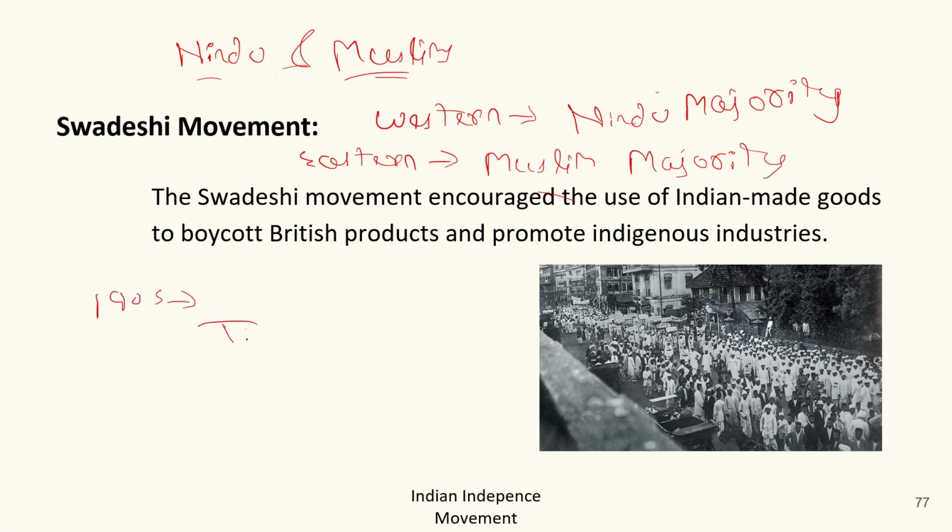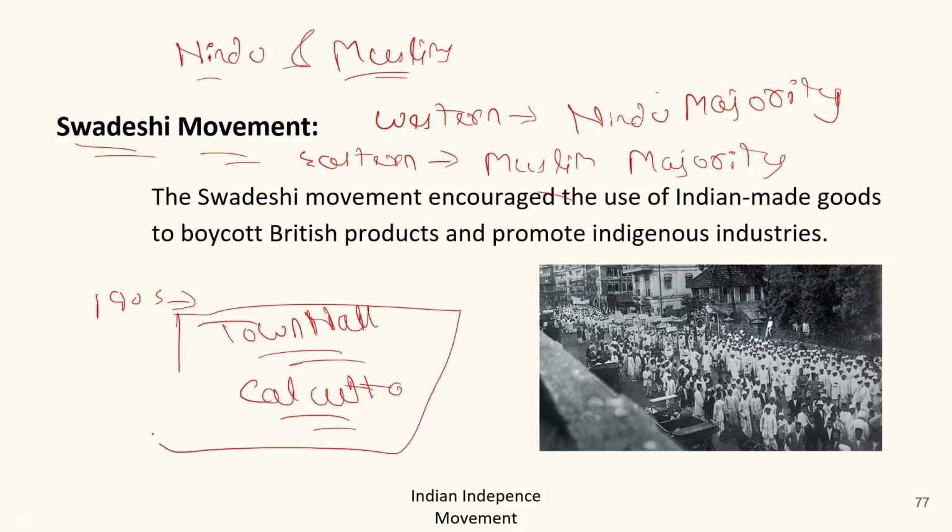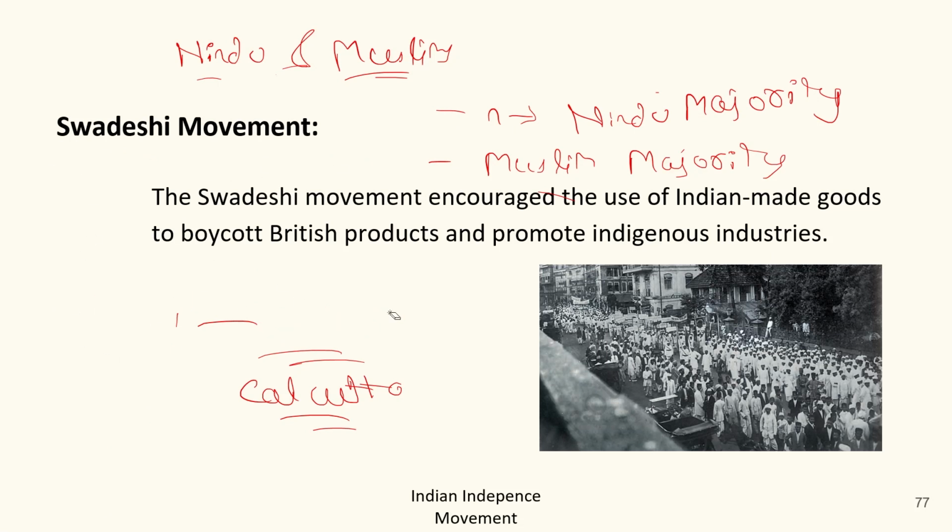And in the year 1905, at Town Hall, Calcutta, there was a session of Congress going on, and in that session they decided to launch a Swadeshi movement. To launch a Swadeshi movement in the year 1905 at Town Hall, Calcutta. Just write down the venue: Town Hall, Kolkata, year. And the reason behind the Swadeshi movement. Now let's have a look at how the Swadeshi movement started.